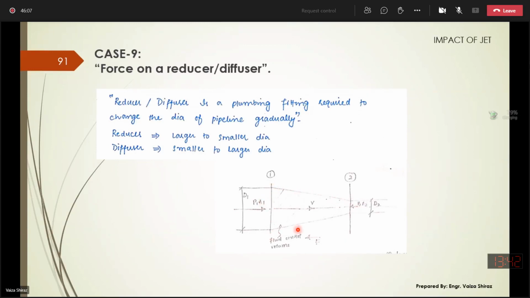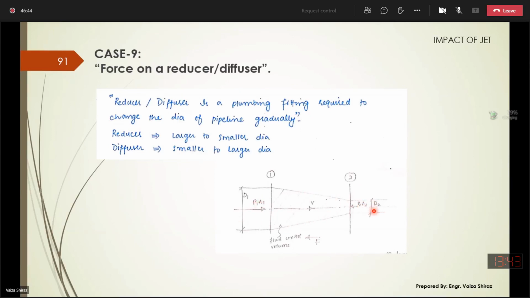If you see, if the flow is from section 1 to section 2 over here, the area is reducing, so it is acting as a reducer. But if the flow is from 2 to 1, then the area is increasing and it is acting as a diffuser. So the same plumbing fitting can act as a reducer or a diffuser depending upon the flow direction. Now, if you further see, section 1 and section 2 are at the boundaries of this fitting. Control volume is in between these two sections. D1 is the diameter of the pipe at section 1 and D2 is the diameter of the pipe at section 2. P1 is the pressure at section 1, P2 the pressure at section 2.